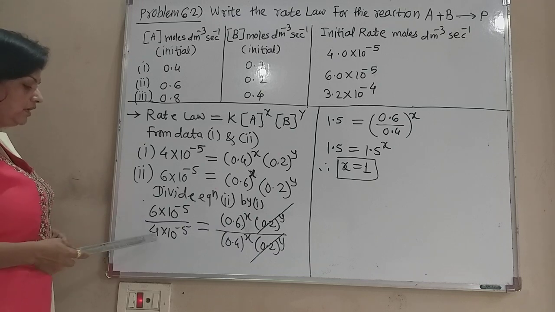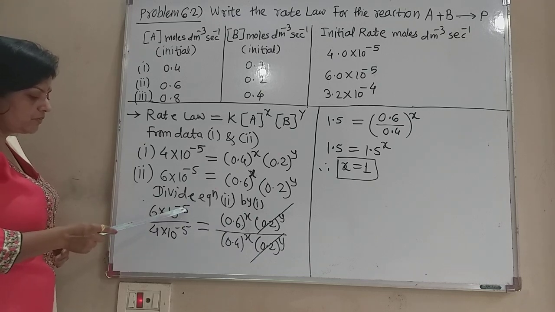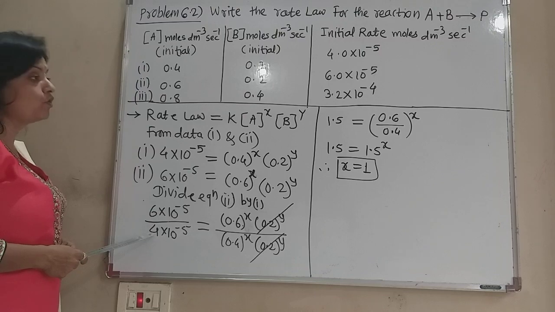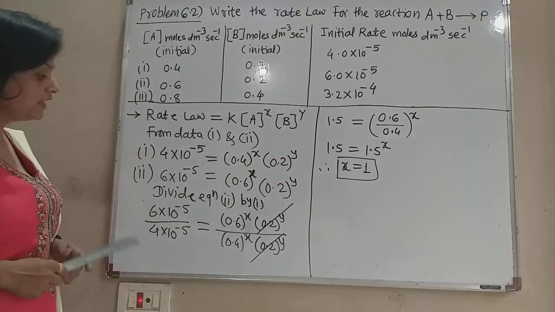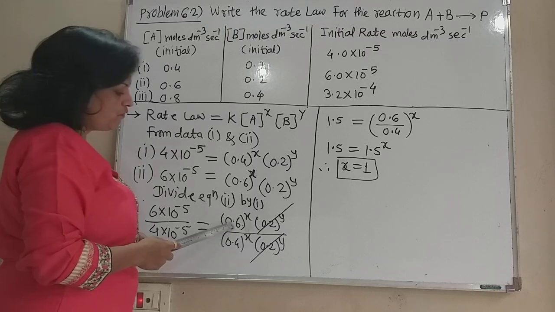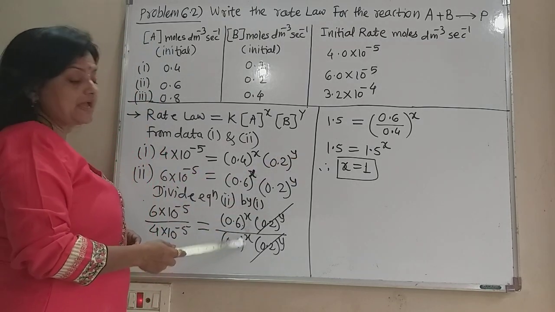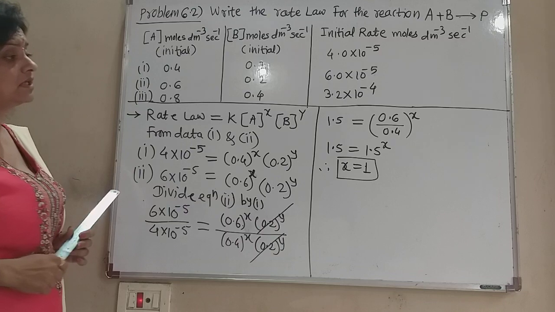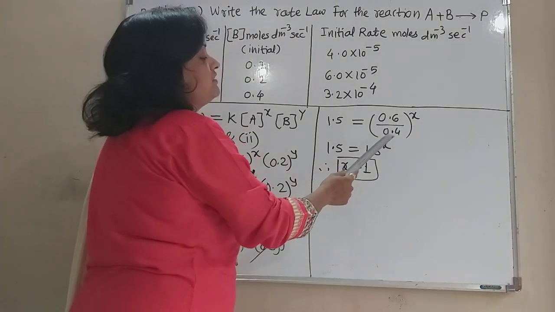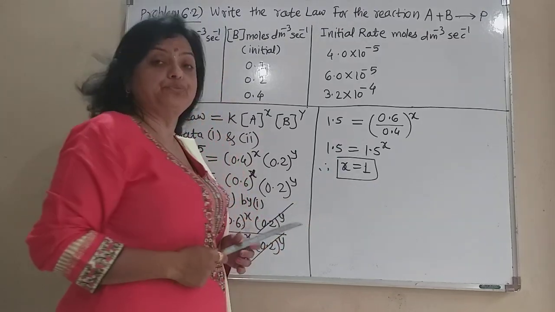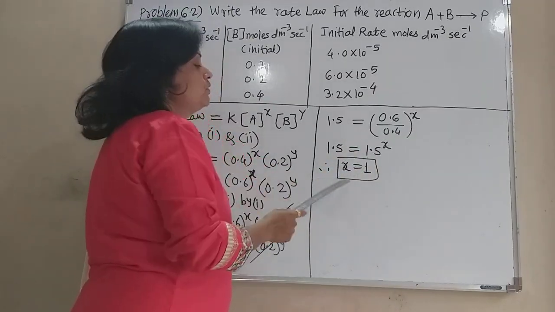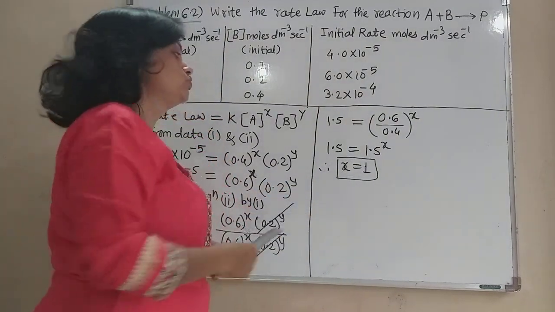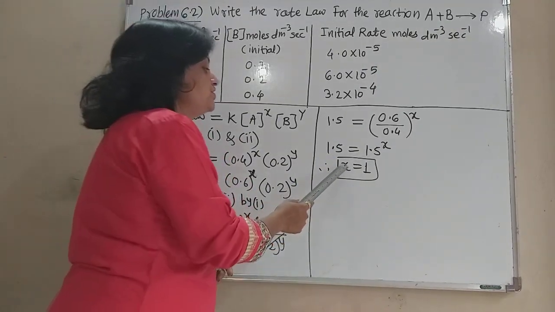Now what is remaining? The 10^-5 and 10^-5 also get cancelled. Only 6 divided by 4 remains, which is 1.5. What remains on the other side is 0.6^x and 0.4^x. As their powers are the same, we only divide them and keep the power x. Here 0.6 divided by 0.4 becomes 1.5, raised to the power x. Both sides are similar, 1.5 and 1.5, so the powers are also the same. So x is equal to 1.